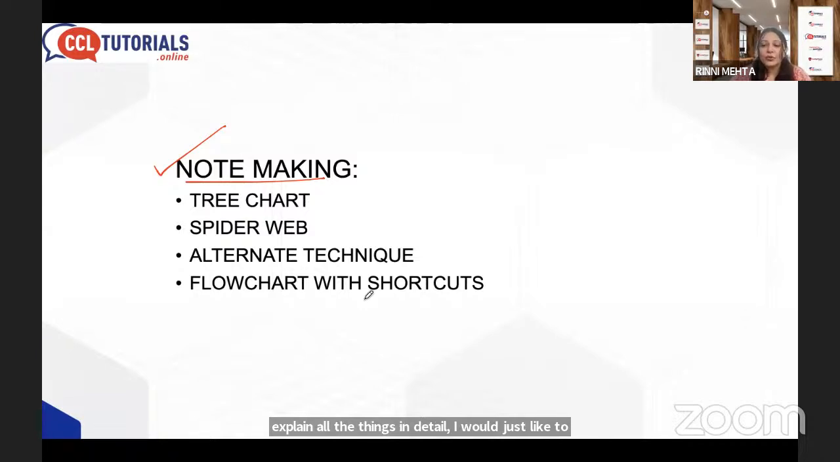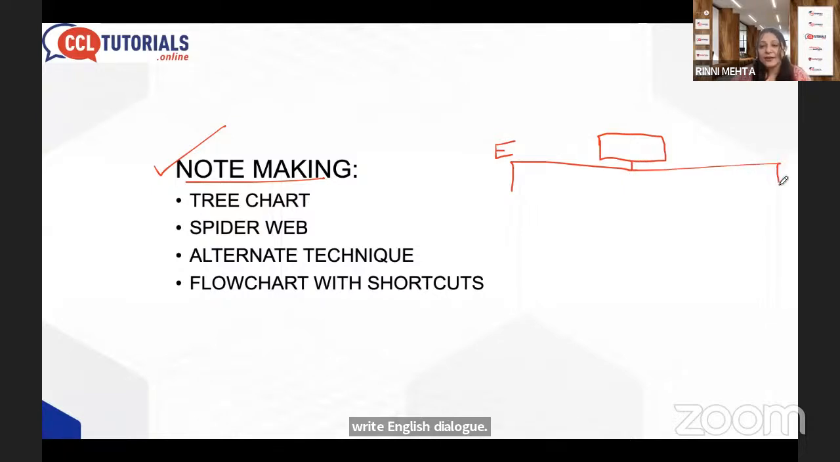So we do take these techniques. For example, in the tree chart, I will just make a box in between and I will write the name of the dialogue. Then I will write English dialogues on the left-hand side. I'll write the scenario in the box, English on the left-hand side and LOTE on the right-hand side. It could be Hindi, Punjabi, Tamil, Gujarati, Urdu, Nepali, Sinhalese, Mandarin, anything, whatever is your language of preference.